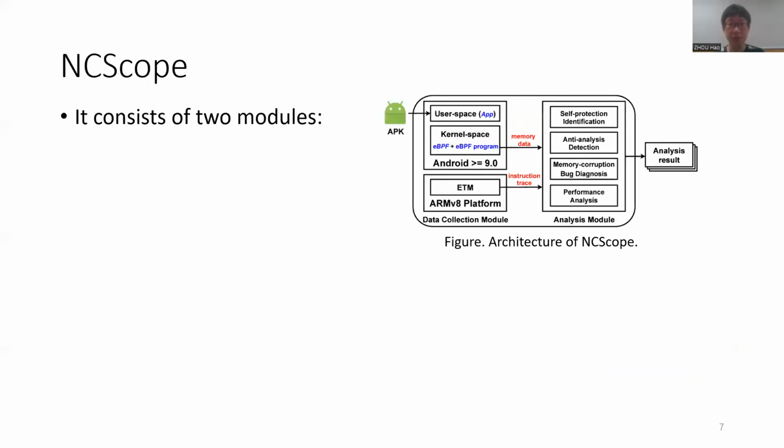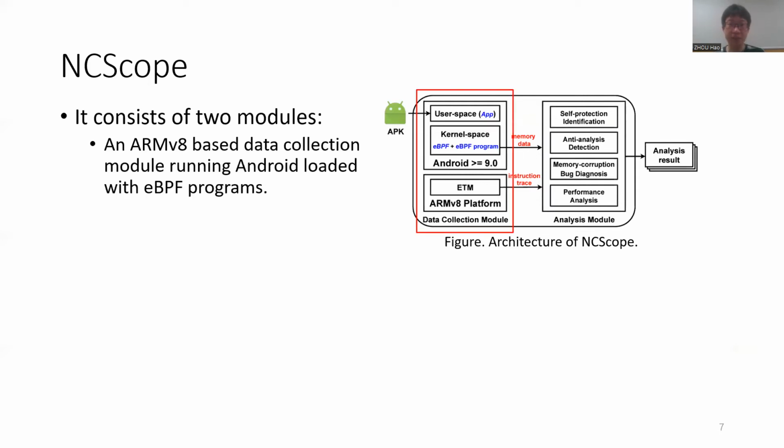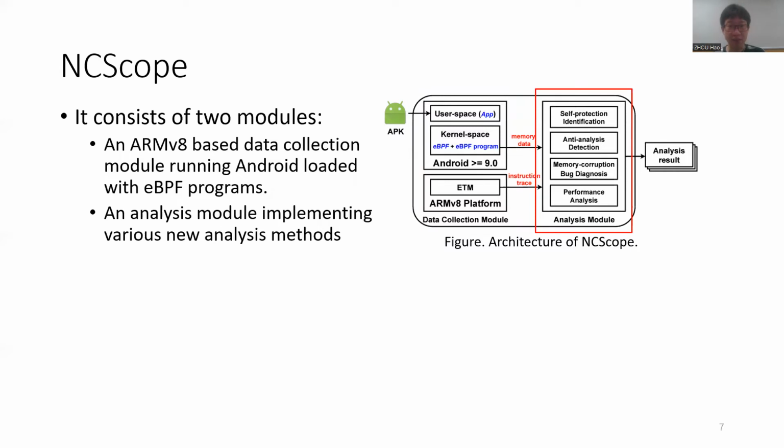As shown in the figure, NCScope consists of two modules: an ARM version 8 based data collection module running an ARM system loaded with eBPF programs, whose Android version is no smaller than Android 9, and an analysis module implementing various analysis methods.